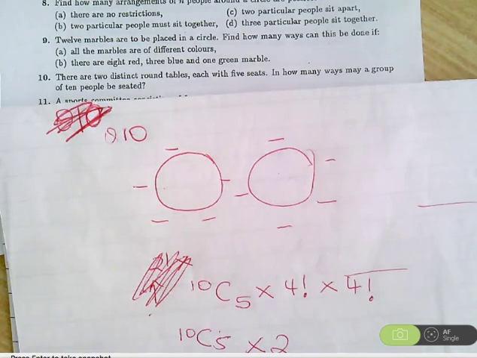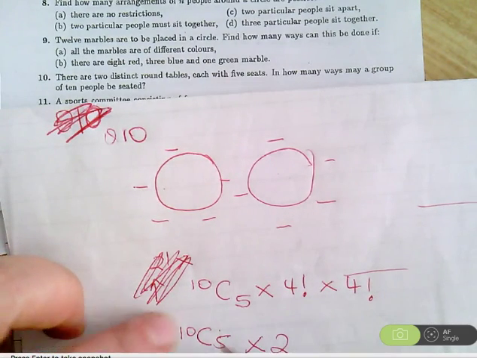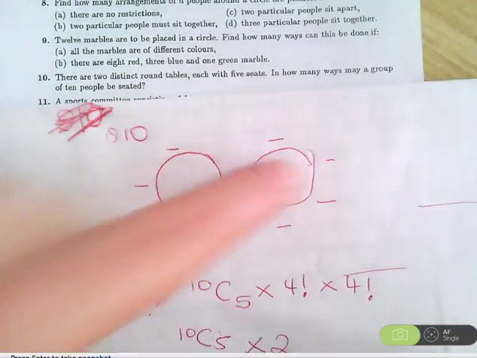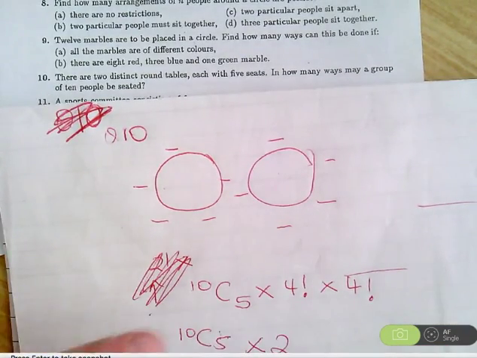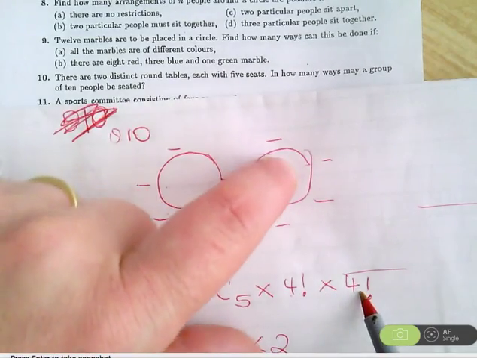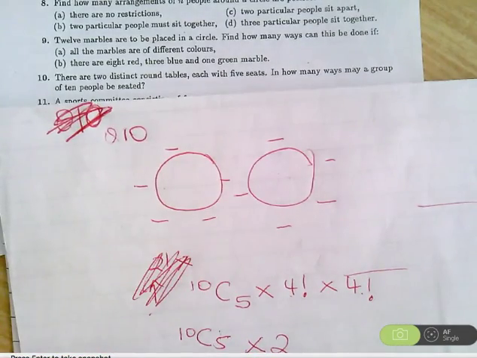Now, you need to watch last night's video to understand what that is. Okay, so if you want to do that, it's 10 choose 5 divided by 2, but then you times it by 2 to reorder the tables, so it is just 10 choose 5. Then you're ordering the 5 people on this table, ordering the 5 people on that table. I know you're not going to understand unless you watch last night's video, because I've actually done it with the same thing.